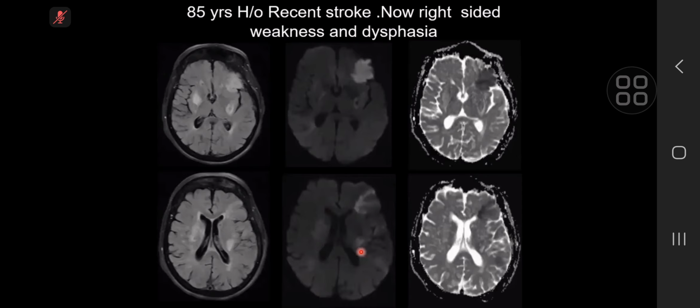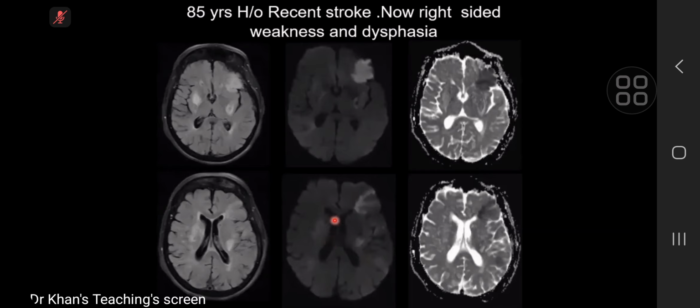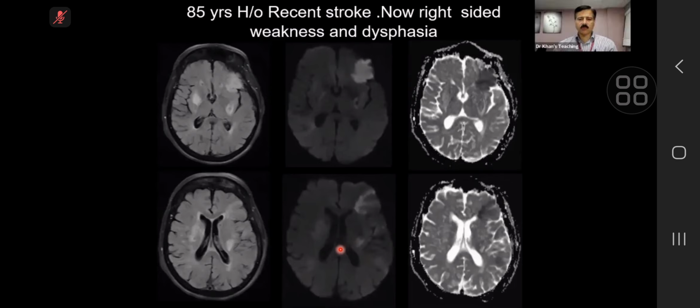Okay, so there's a DWI brightness around the right lentiform nucleus. Is it the lentiform nucleus? We are slightly superior to that level. If you see, this is the body, so it will be the corona radiata. Right. So we were debating the word.